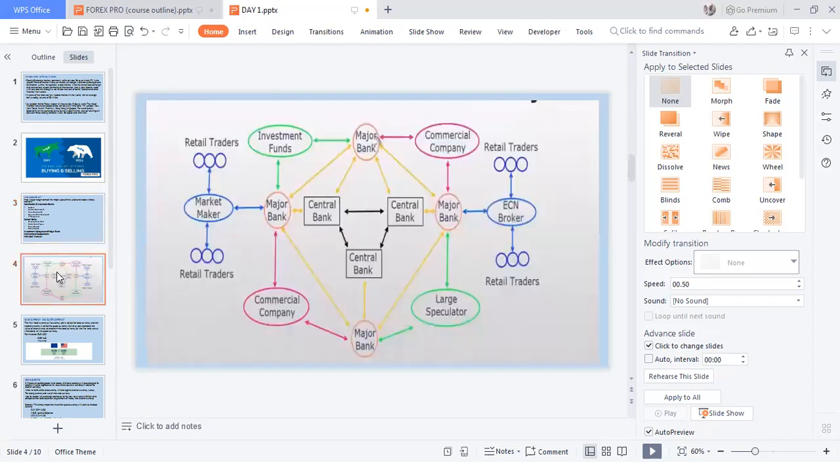I showed you a flow chart that showed you the central banks, major banks, retail traders, and the brokers. I said that the brokers are the ones that permit us, or give us this access, to trade in the Forex market. Without the brokers, trading wouldn't have been so successful.